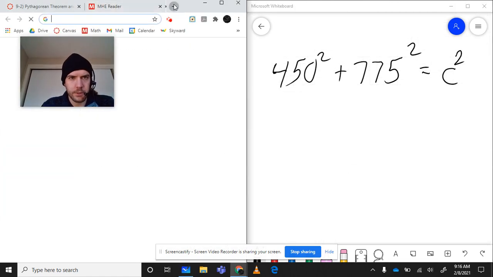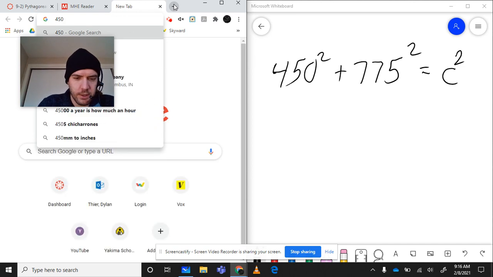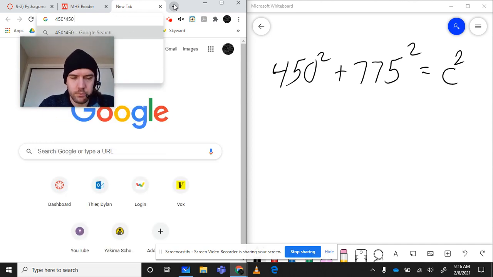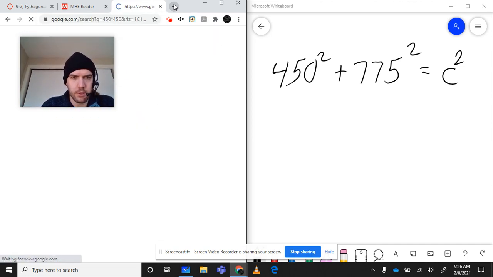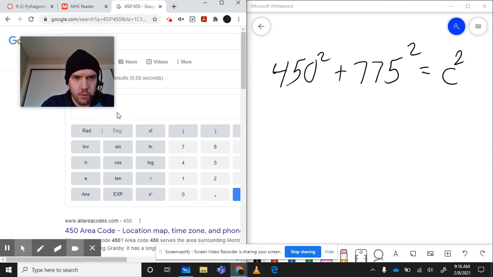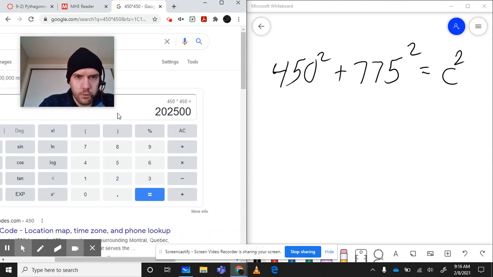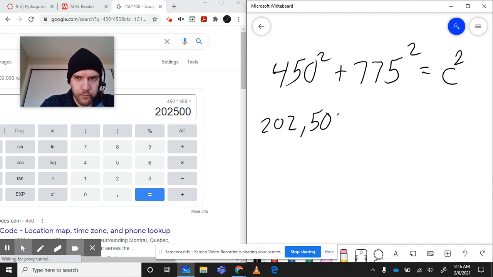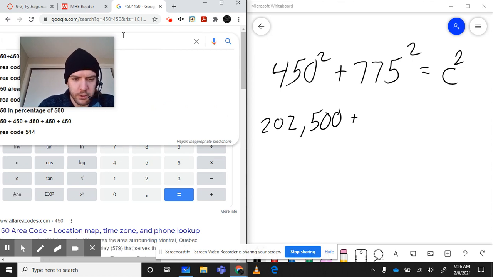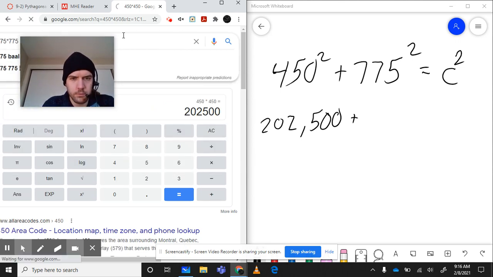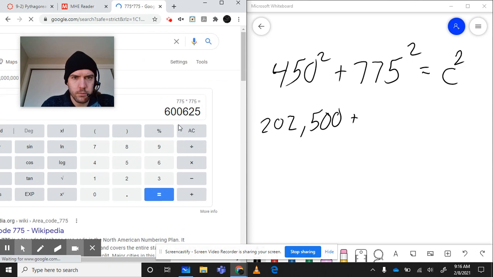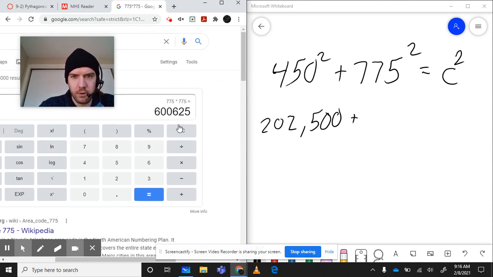So let's say 450 times 450. That is going to give us 202,500. 775 squared is going to be 600,625.